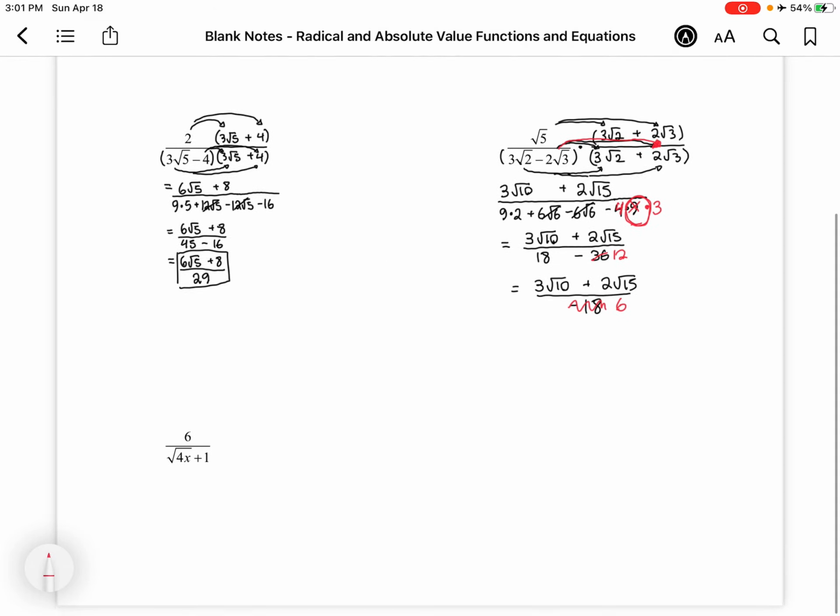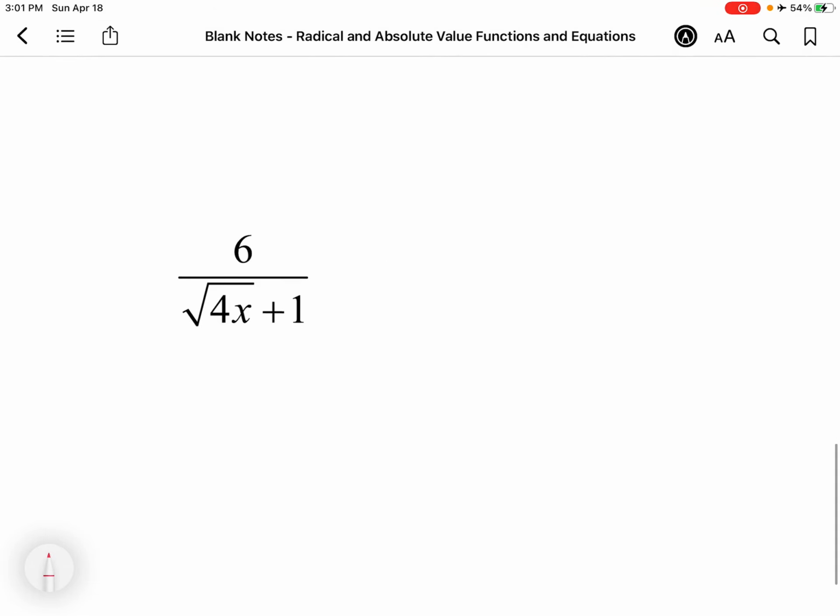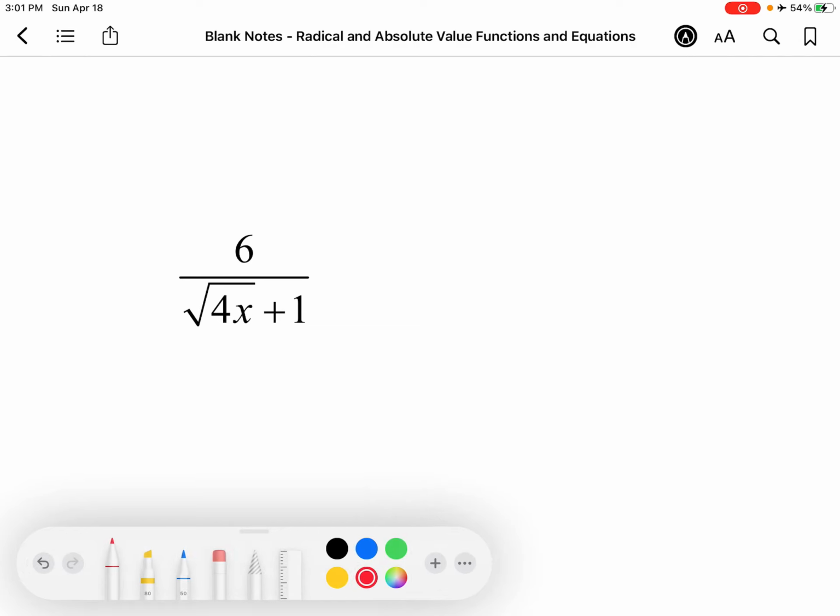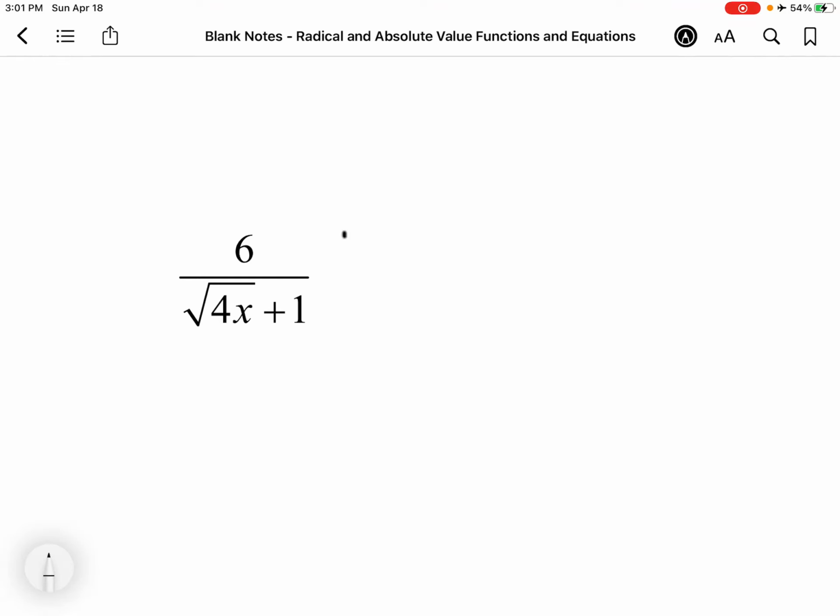All right, last one. Okay, 6 over the square root of 4x plus 1. Okay, I'll switch back to black here. Hopefully I won't make another mistake. So we have to multiply by the conjugate. Okay, and the conjugate of the denominator here is the square root of 4x minus 1 over the square root of 4x minus 1.